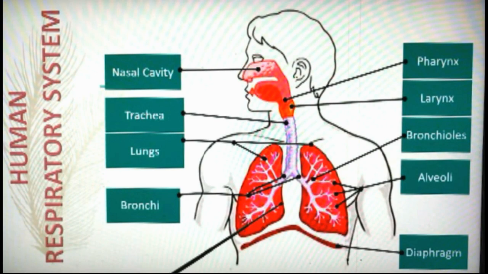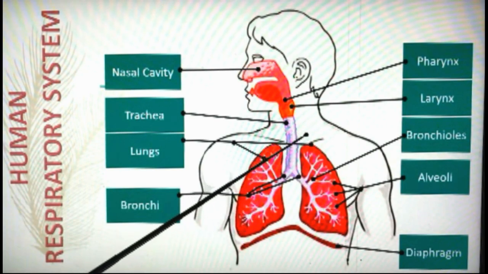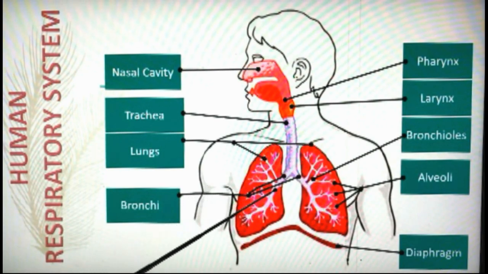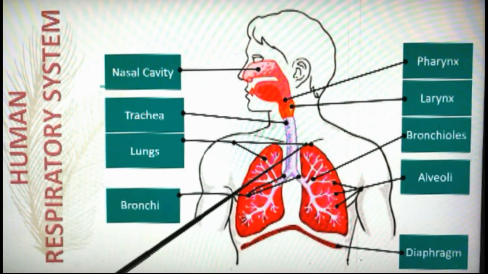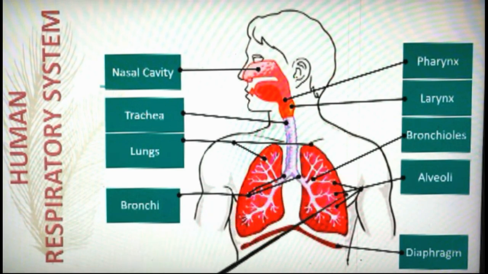The lungs, as I already told you, are very, very delicate structures. So they need extra protection. The lungs are covered by another double-layered membrane. This membrane is known as the pleura. The name of the membrane is what? It is the pleura. This pleura protects the lungs.